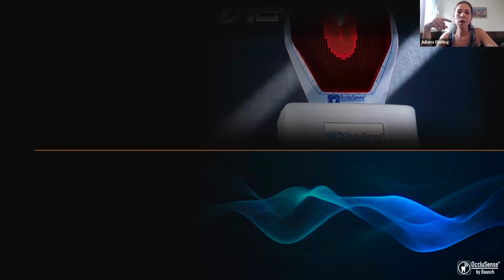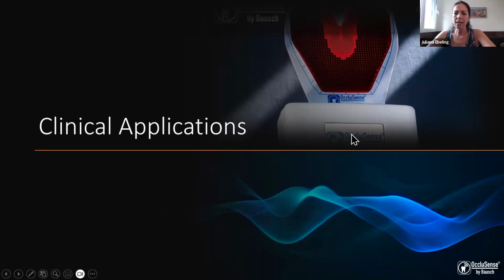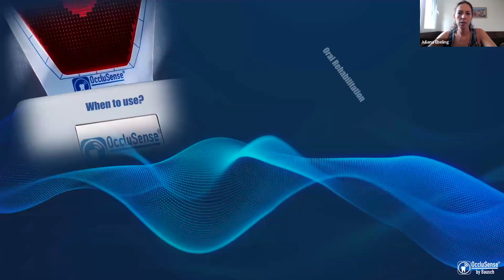This patient has eccentric contacts, with this premolar as the first contact, and we make a complete functional occlusal analysis to understand and to drive the diagnosis and then the treatment that we will offer. So let's see some clinical applications for OccluSense where this device can be very helpful to us.